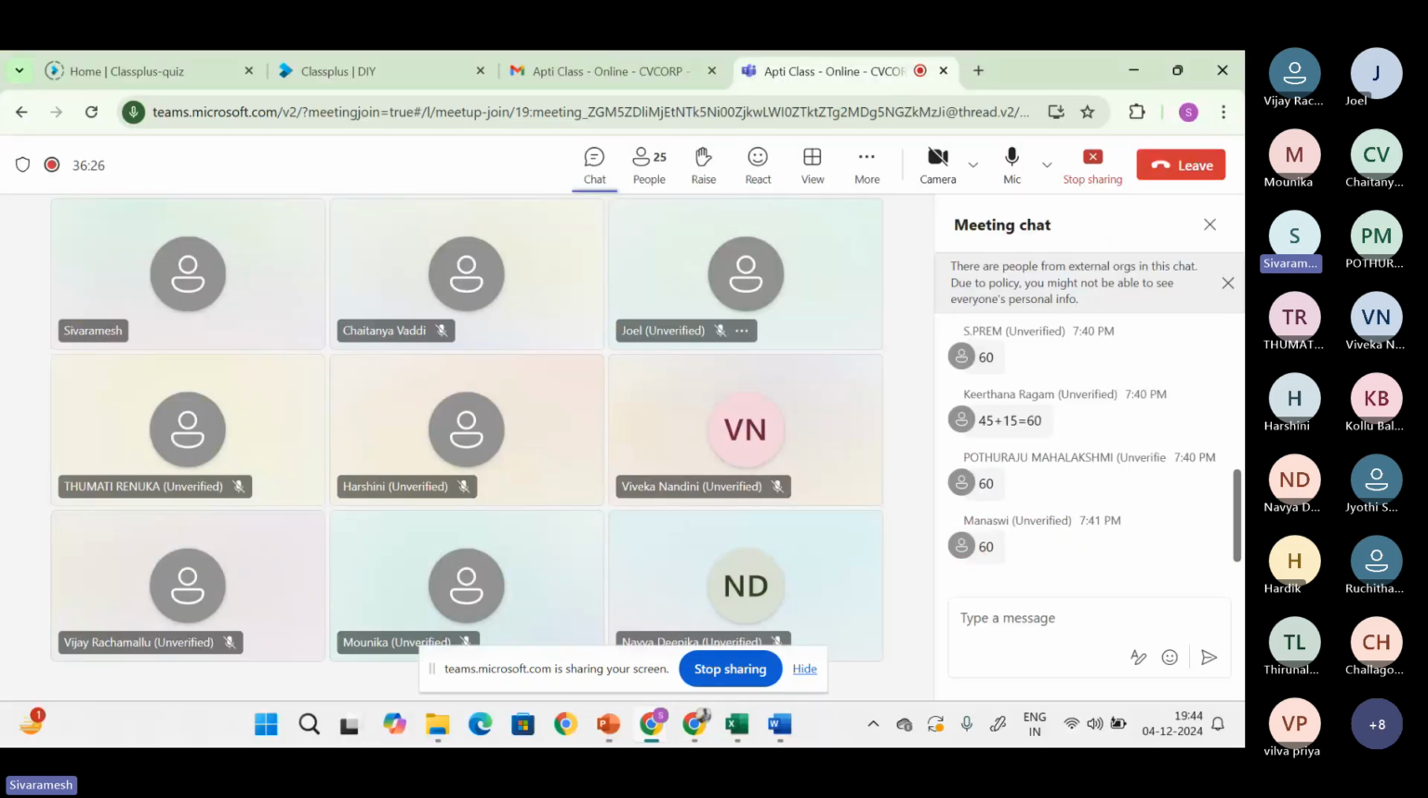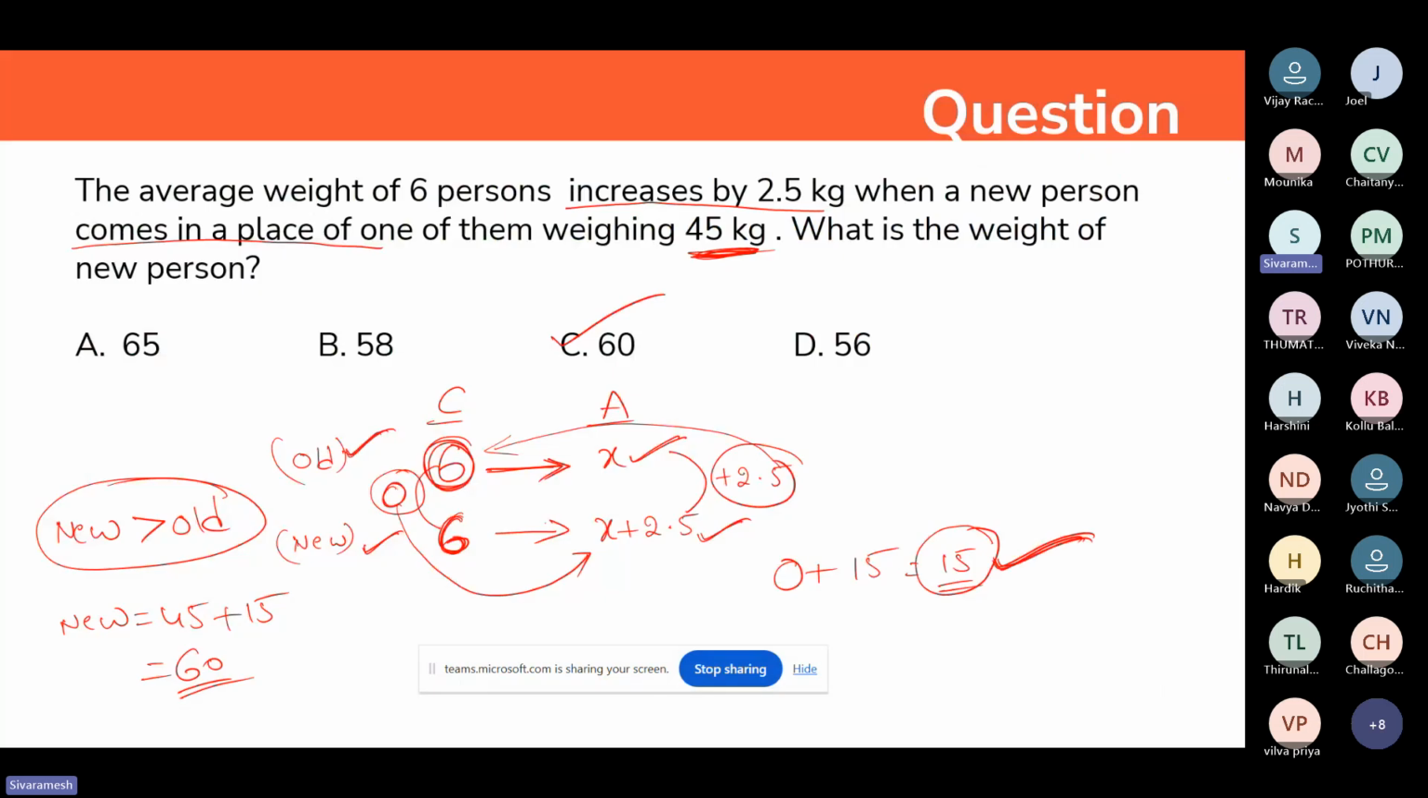Already a few people posted in the chat box. Okay, answer is 60. Very good. Good try. I hope you all are clear with this question, right? If you are done, we can go with the next one.